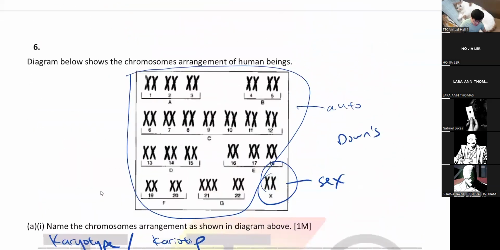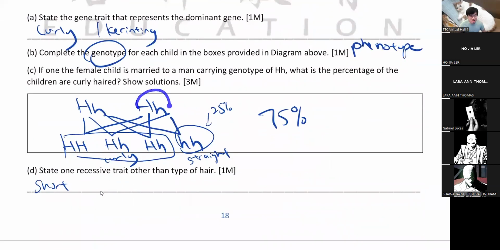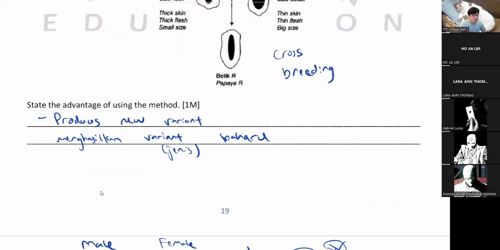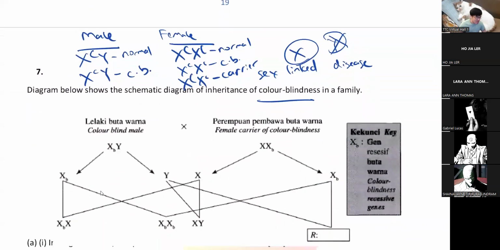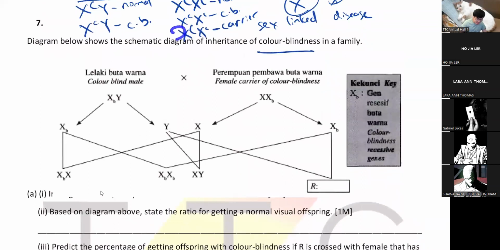Same case as our height just now. Just because your mom is tall doesn't mean she's not a carrier of the short gene, which will make you short. So women or girls are slightly more complicated because there are three possibilities. Guys are very simple, because Y doesn't carry anything. We all depend on the X to determine whether we have color blindness or not. So either you have it or you don't have it. Straightforward. Girls are slightly more complicated because they have two X's.